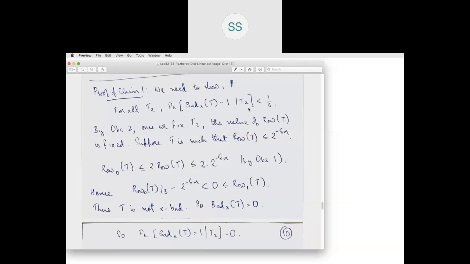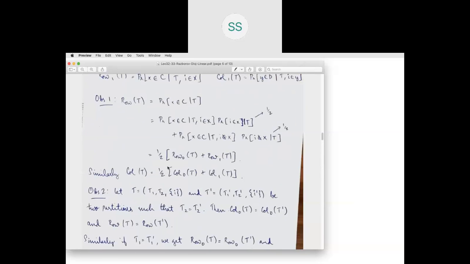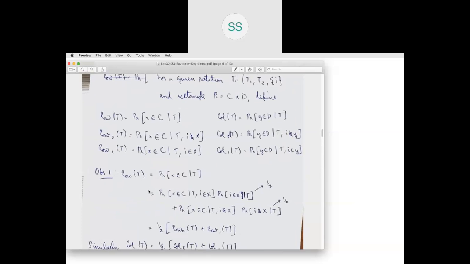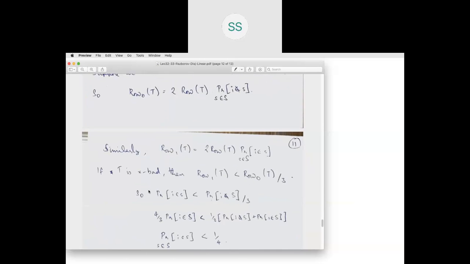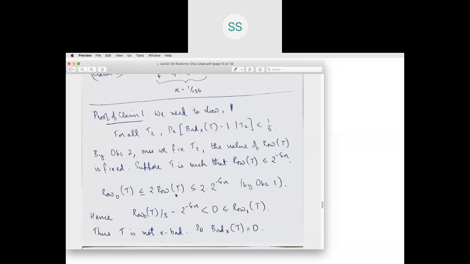Now suppose rho t is at most 2 power minus delta n. In such a case, rho 0 t is at most 2 rho t. This follows from observation 1. Observation 1: rho t is equal to half of rho 0 t plus rho 1 t. So rho 0 t is at most 2 times rho t. But this is a fixed number, and we know that this is at most 2 power minus delta n.